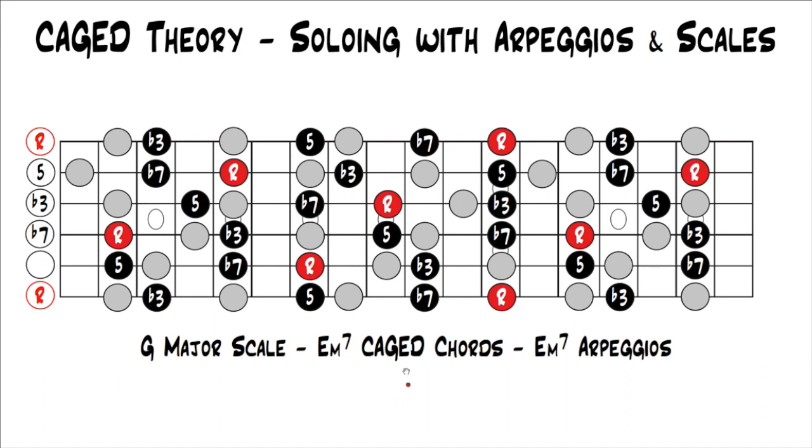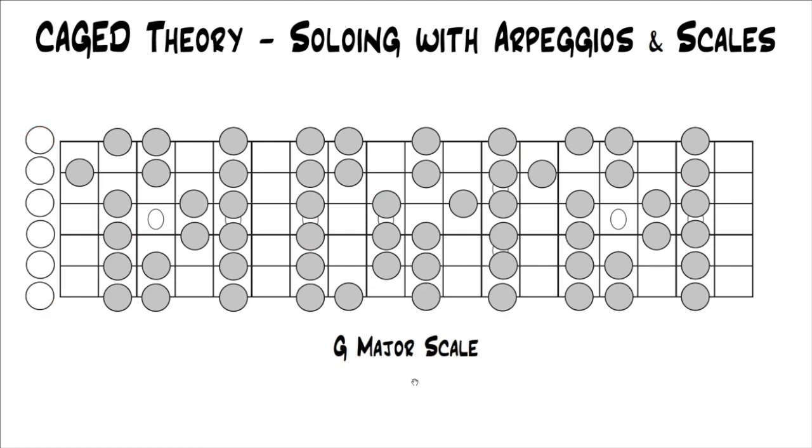And now when you're soloing over that E minor 7, you have all these notes that you can use, including the gray notes, but all these arpeggio tones are your strongest landing tones. And since you're over a 7th chord now, you have that 7th in there as well instead of just the roots, threes, fives. Same thing for the last chord, which was C major 7.